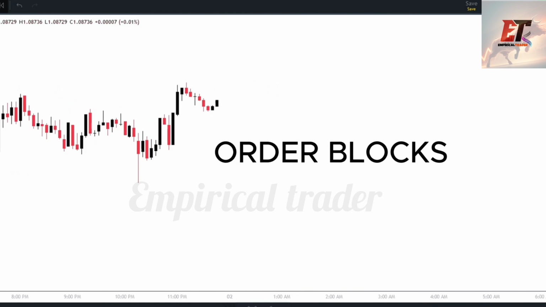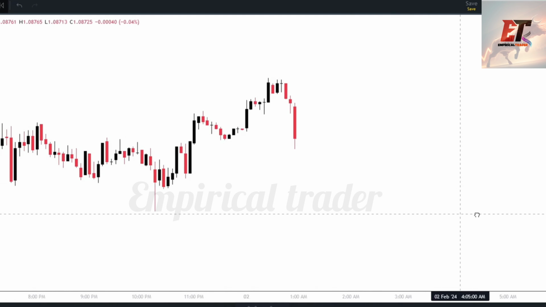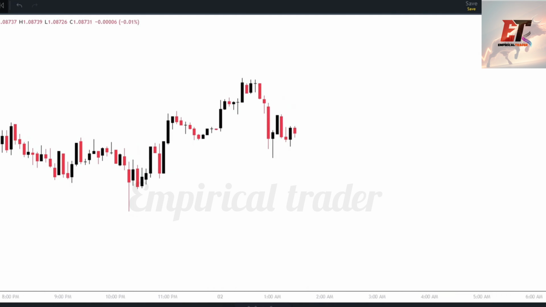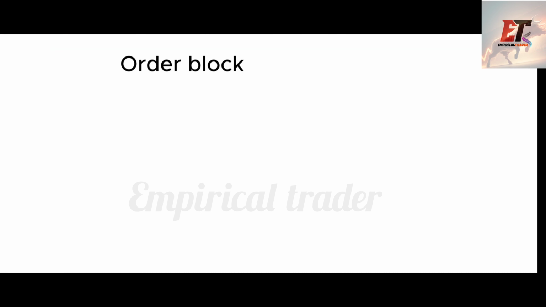Order blocks, the most effective price action trading strategy. In today's video, we will simplify the only fundamentals and techniques you need to know to incorporate this smart money concept into your trading routine. So what is the order block?